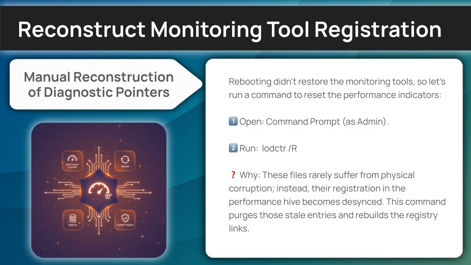Rebooting didn't restore the monitoring tools, so let's run a command to reset the performance indicators. First, open command prompt as admin. Second, you're going to type lodctr /r, then hit enter.